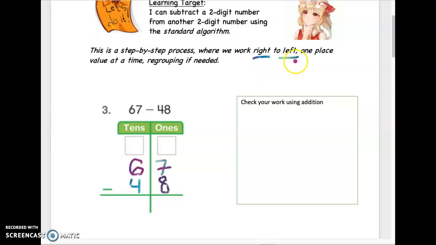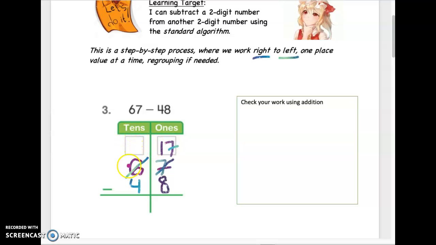Since I'm working right to left when I'm doing standard algorithm, I'm starting with my ones place value. Here I have a 7 and an 8. Because the number on top is smaller and the number below it is larger, I can already tell that I'm going to have to regroup because I can't, in this case, subtract 7 and 8. So I'm going to take one of my 10s and I'm going to break it apart into 10 ones, meaning those new 10 ones that I now have and my 7 ones combined give me 17.